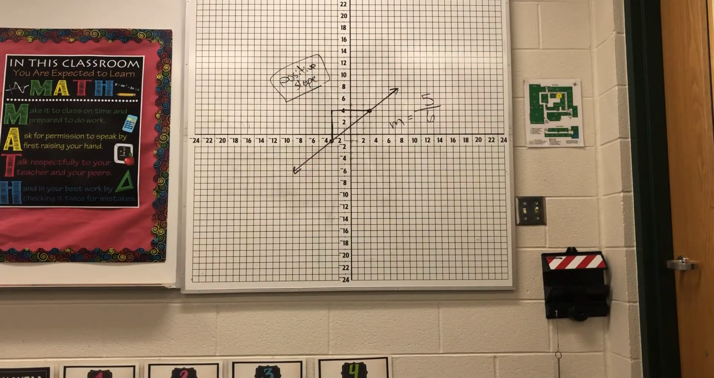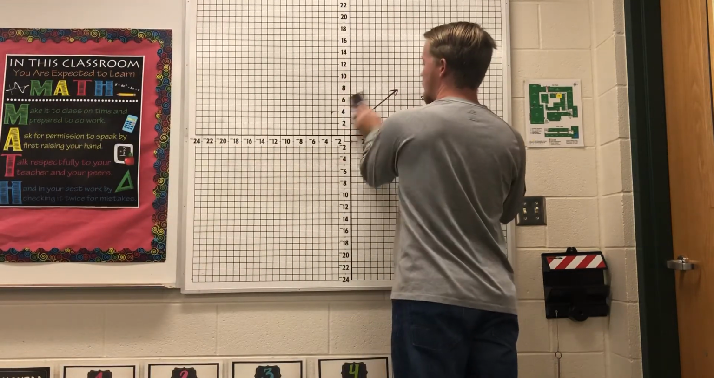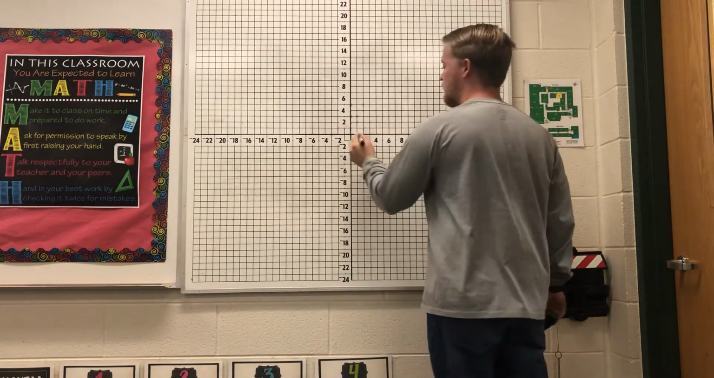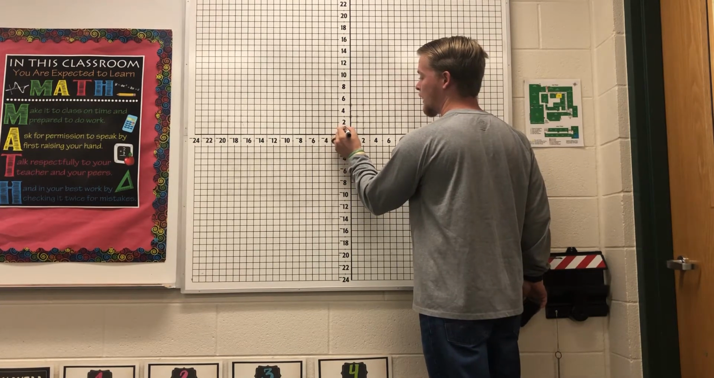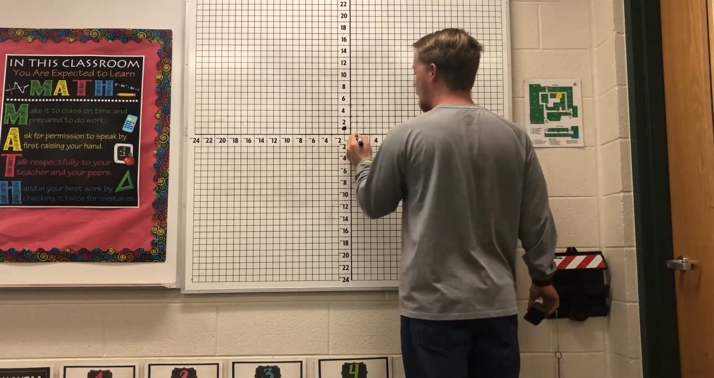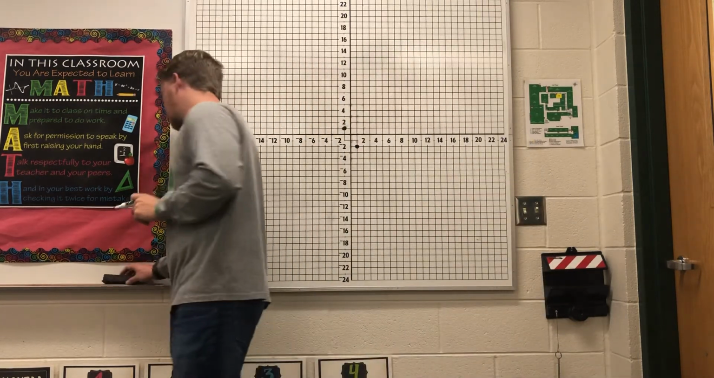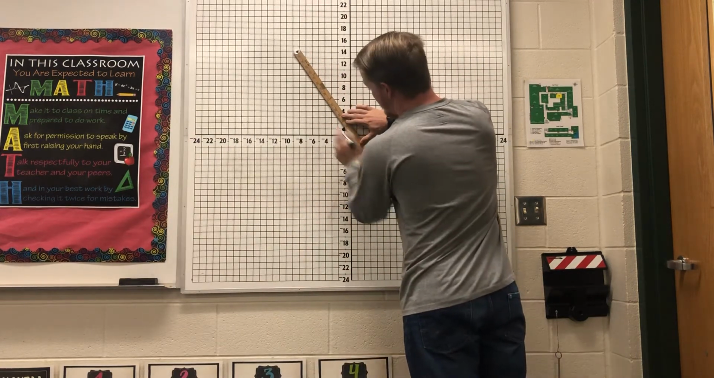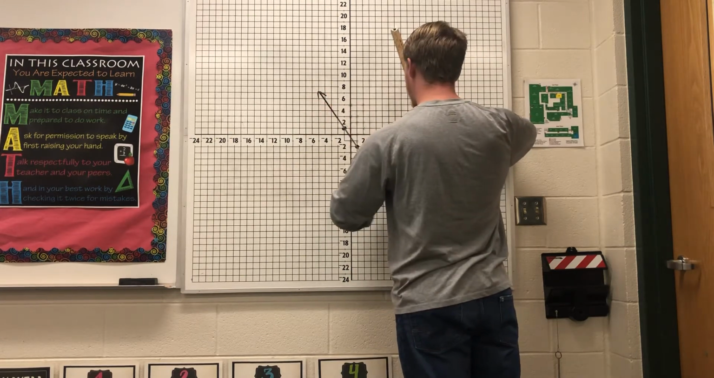So let me get the eraser. We're going to look at the next one. It gives us the points -1, 1. To plot that, I go left 1 on my x, up 1 on my y. That's my first point. And then 1, -2: right 1, down 2. I'm going to connect them with the straight edge. So this is the line that we're looking at now.